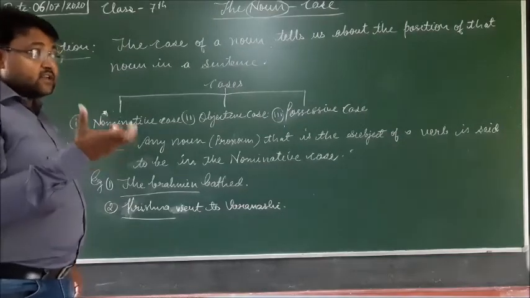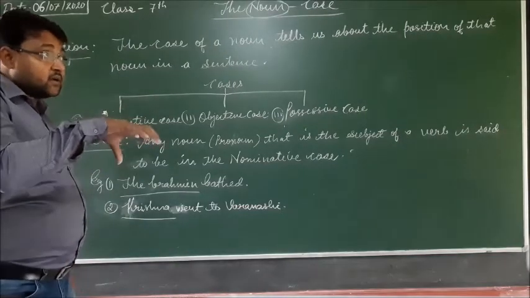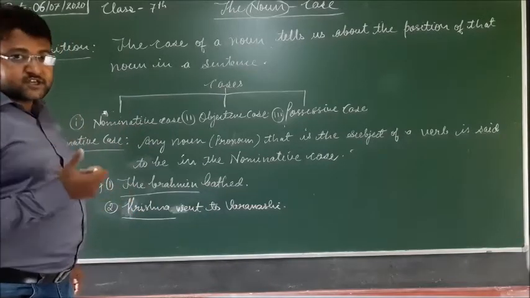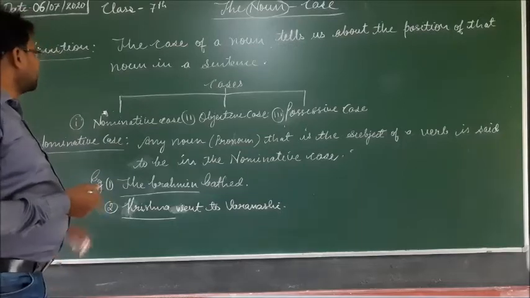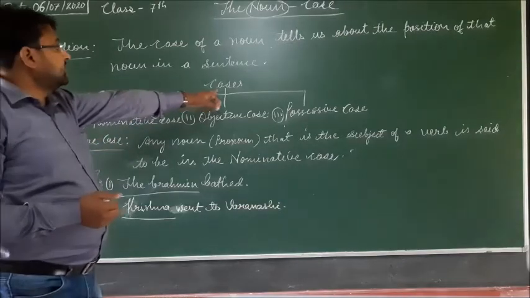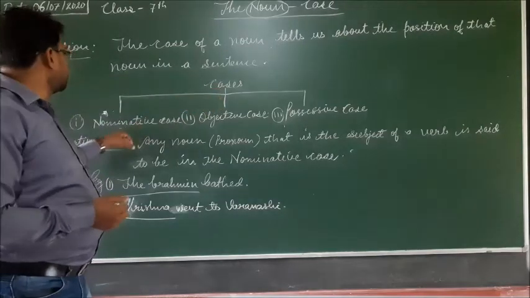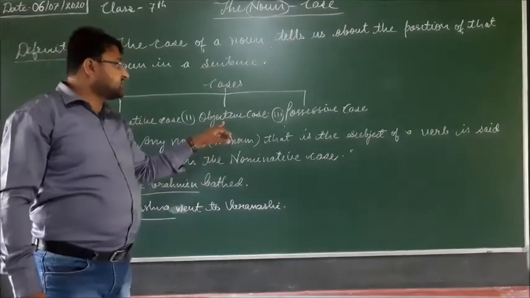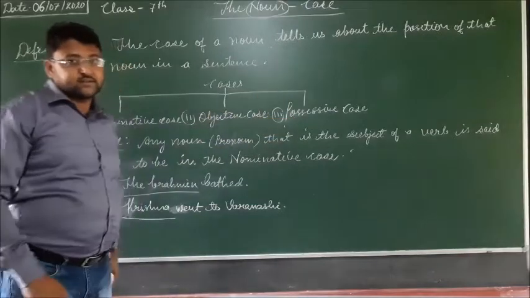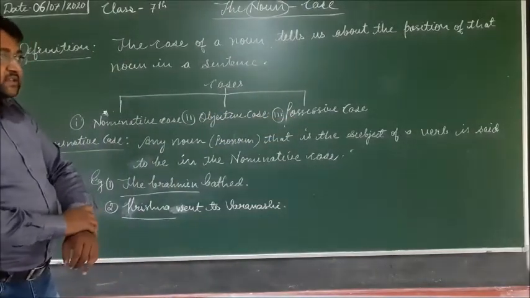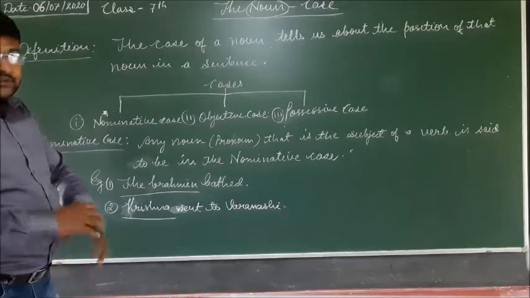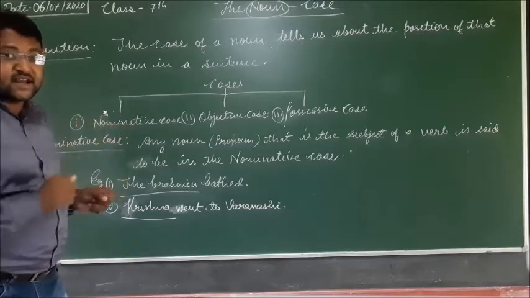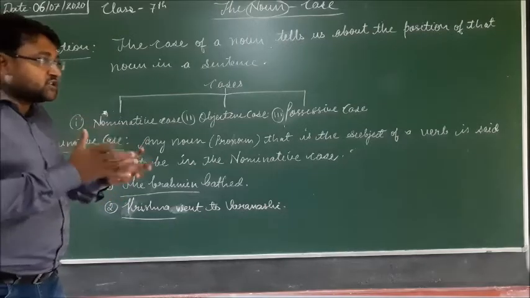In that way we will study the subjective or nominative case, objective case and possessive case. So cases have three kinds. First is the nominative or subjective case, second is the objective case, and third is the possessive case. In this we identify where the noun is placed in a sentence and what is the position of that noun.